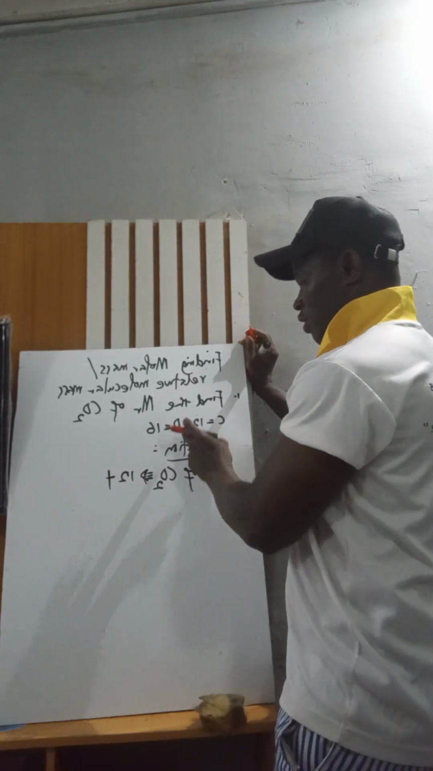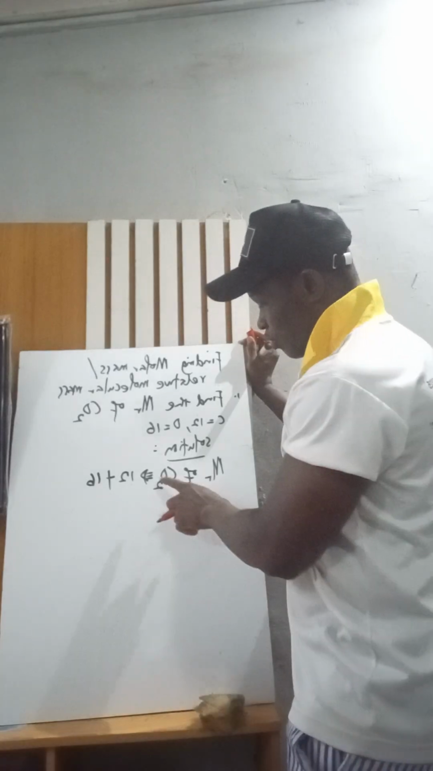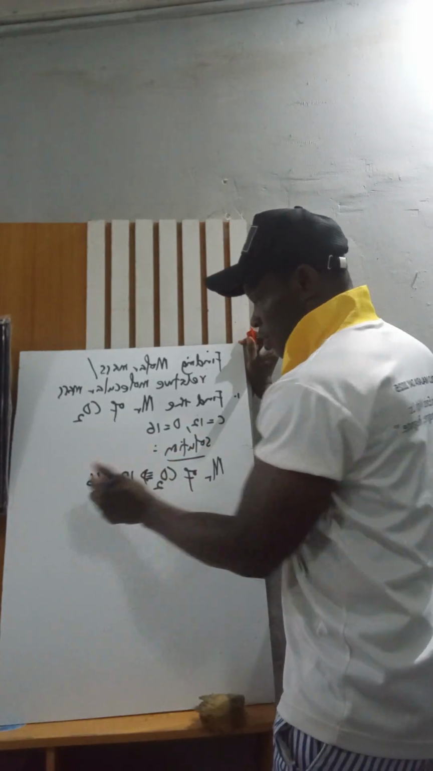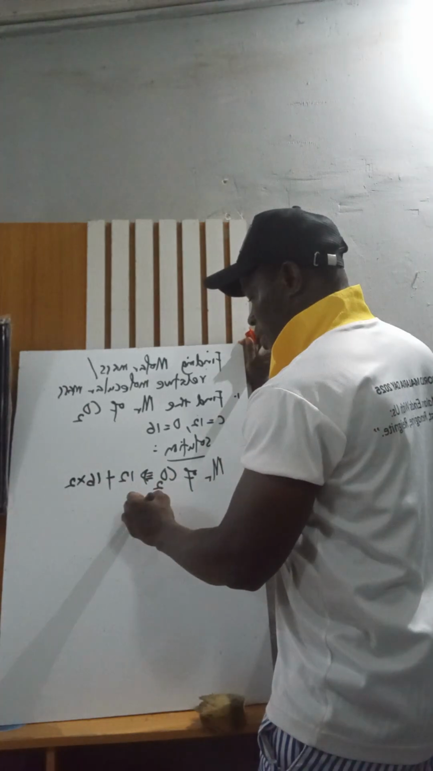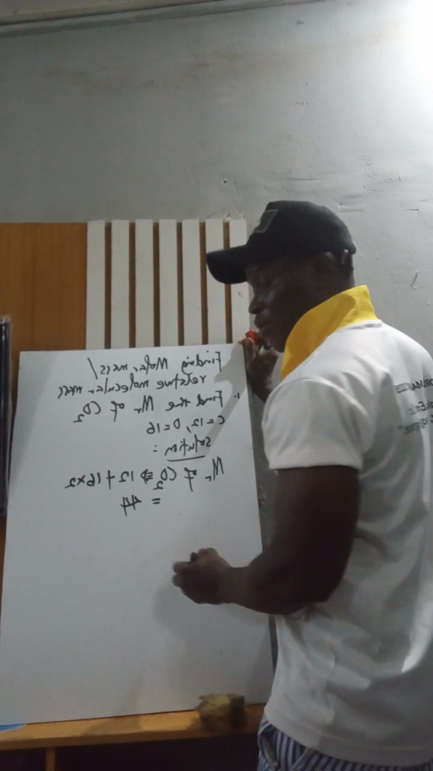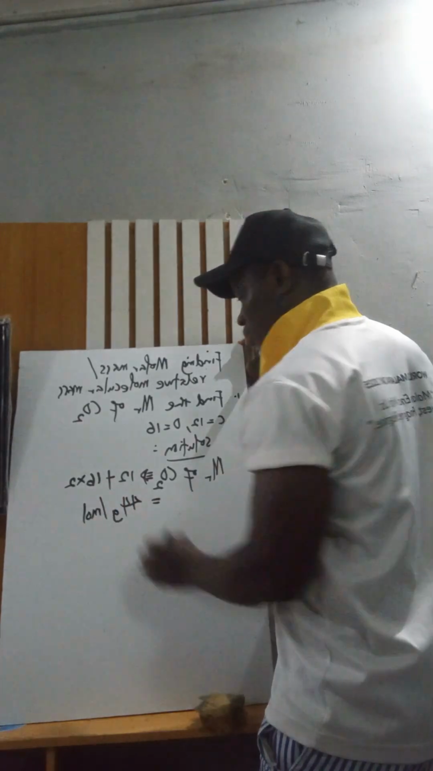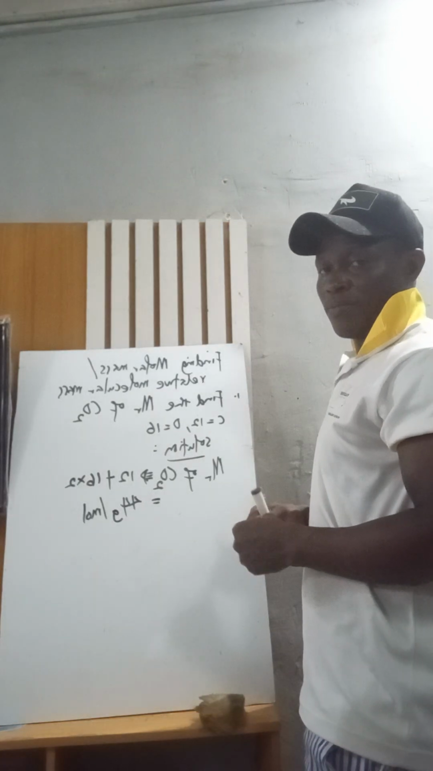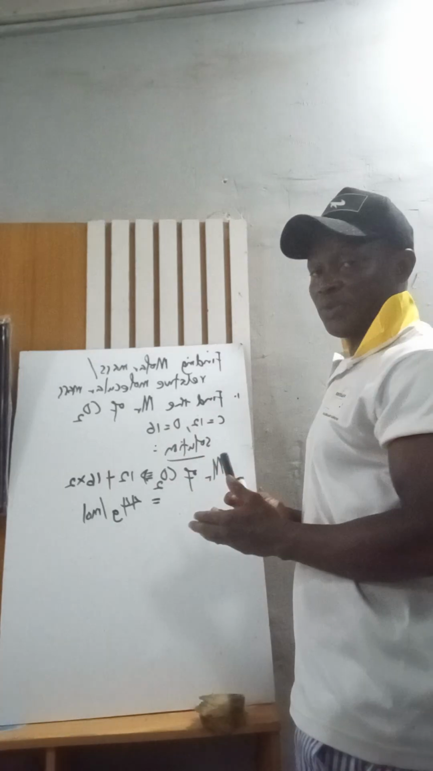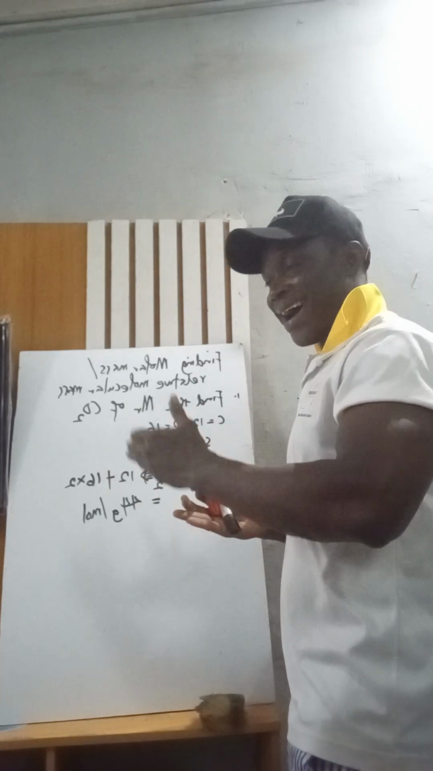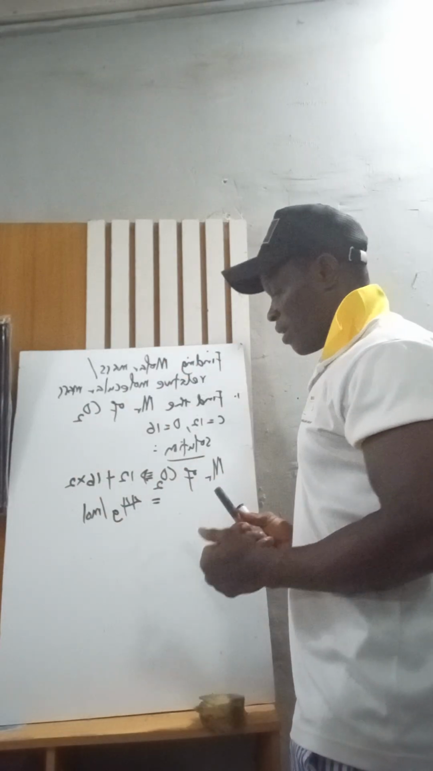Plus, what is oxygen? Oxygen is 16. But remember that you are given 2 of oxygen, so multiply that by 2. If you do this math, it's going to give you 44. And then put the unit, 44 gram per mole. That's how to find the molar mass. Very simple. Molar mass is found or determined by adding all the individual atomic masses in a compound.